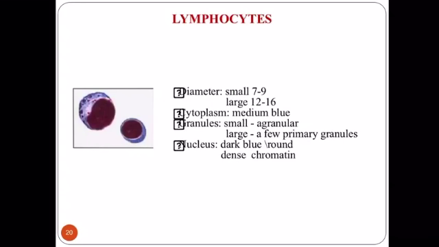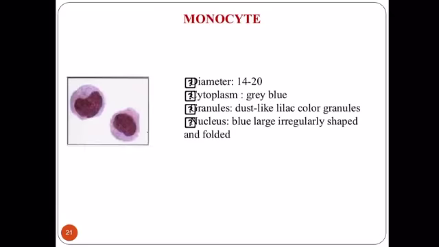Lymphocytes are of two sizes, small lymphocyte and large lymphocyte. Small lymphocyte diameter is 7 to 9 micron, which is equal to the size of the RBC, while the large lymphocyte is 12 to 16 micron. Cytoplasm is medium blue. The small lymphocyte is agranular; in the large lymphocyte, a few have primary granules. Nucleus is dark blue, round and has dense chromatin. This is a lymphocyte. Monocyte is the largest, having a diameter of 14 to 20 micron. Cytoplasm is grey-blue and the granules are dust-like.